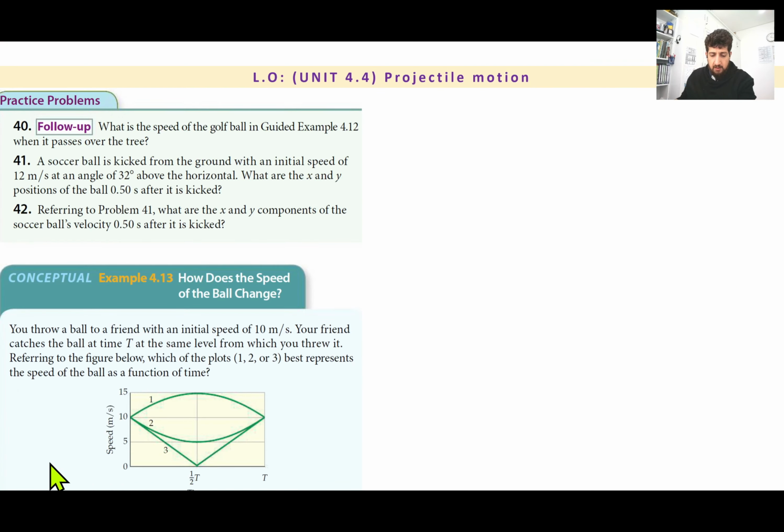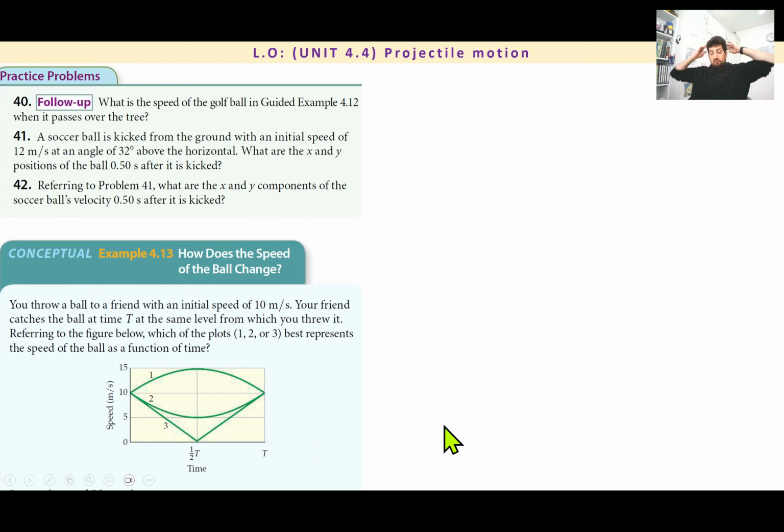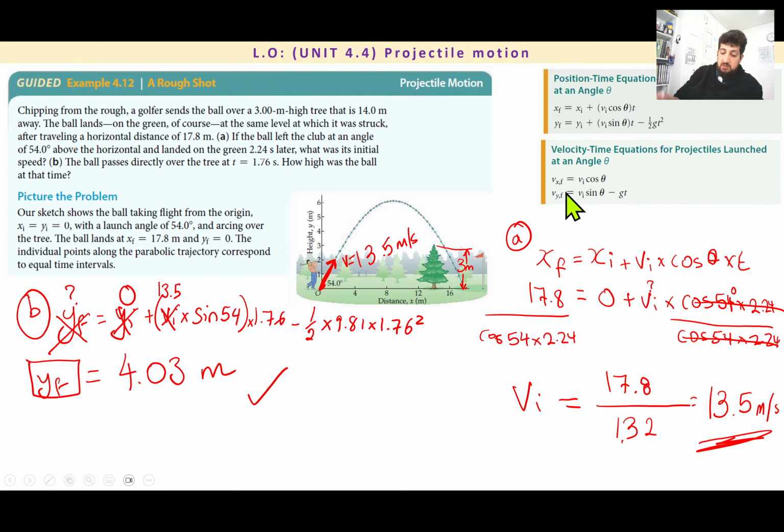Okay. Next slide. We've got follow-up questions. What are we looking at here? We are looking at what is the speed of the golf ball in the guided example 4.12 when it passes over the tree. So now they're getting a bit greedy. They want the speed of the golf ball when it passes over the tree. So that means they want the speed down here. What is the speed?